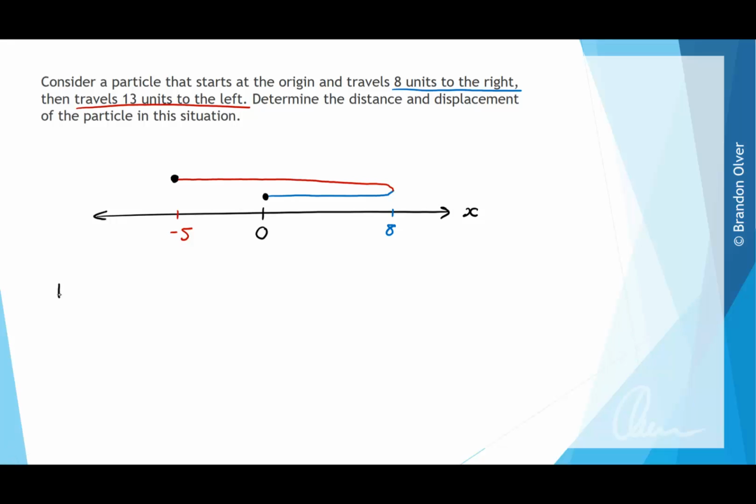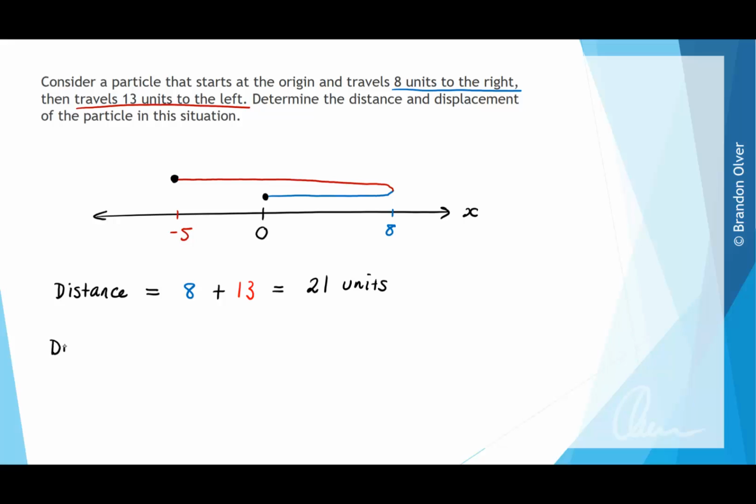So first of all, we're going to look at the distance, and that is going to equal the 8 units that it travelled to the right plus the 13 units that it travelled to the left, or in the negative direction. Therefore, the distance will be equal to 8 plus 13, which equals 21 units.